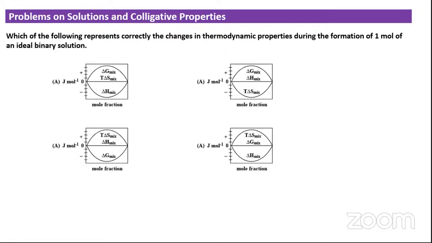Ideal solution है, there won't be any deviation from Raoult's law. पॉजिटिव नेगेटिव कोई deviation नहीं होगा because ideal solution है. तो ideal solution है तो delta H mixing will obviously be zero, delta H mixing और delta V mixing will be zero. तो delta H mixing वाले जिसमें zero नहीं है, you can easily remove those options.